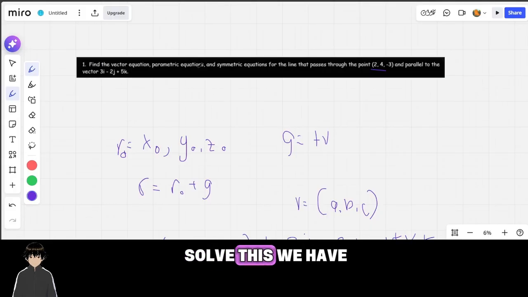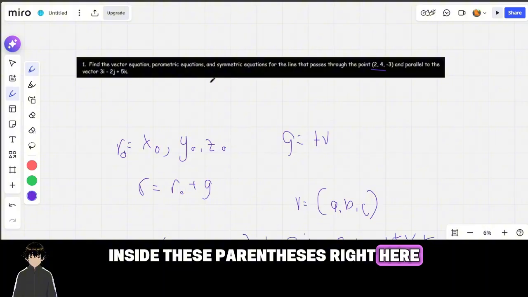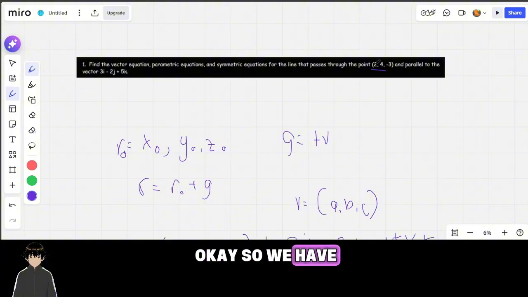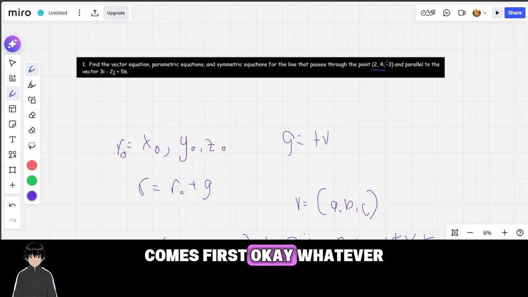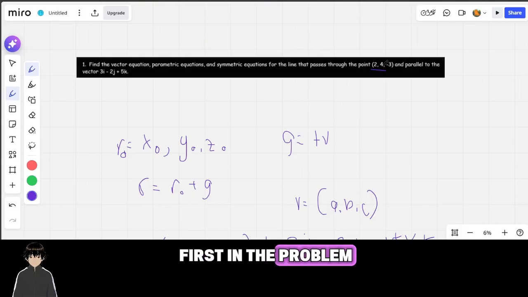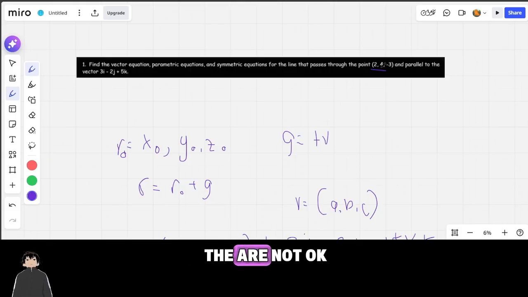In order to solve this, we have to take note of the numbers inside these parentheses: 2, 4, and negative 3. You can assign variables to them. Whatever set of numbers comes first in the problem, in this case 2, 4, and negative 3, you can safely bet that these numbers are the r naught.